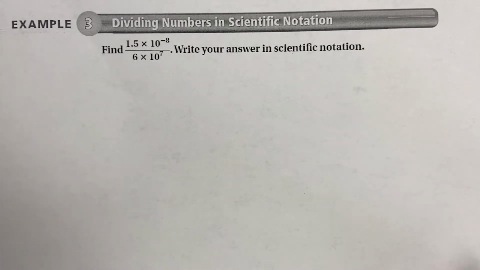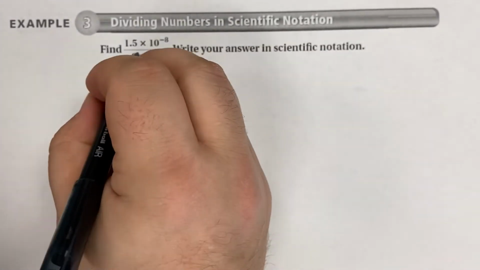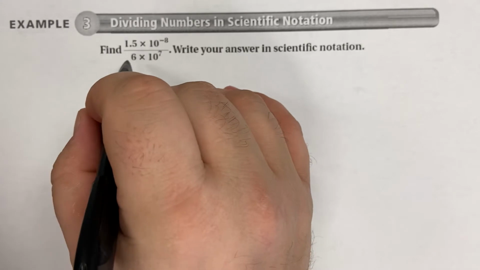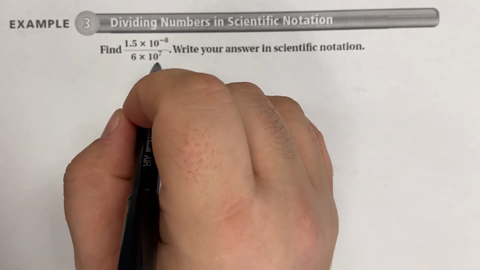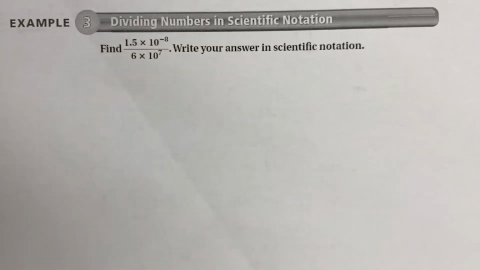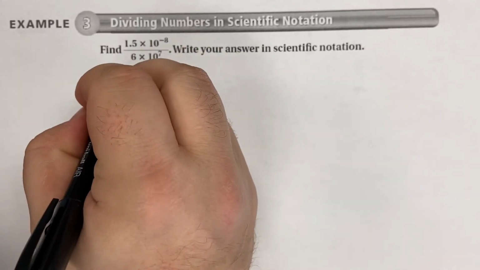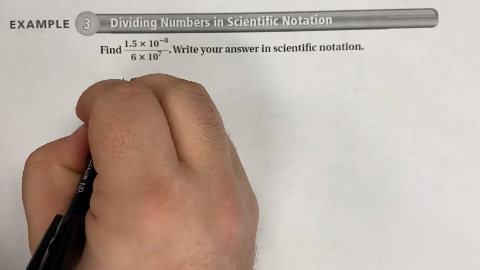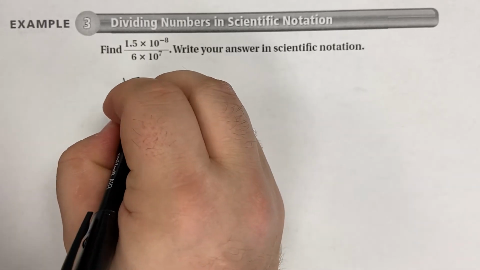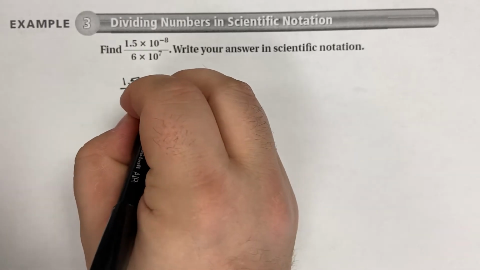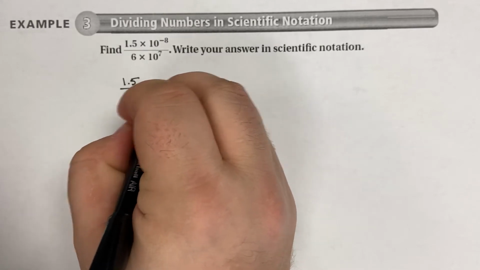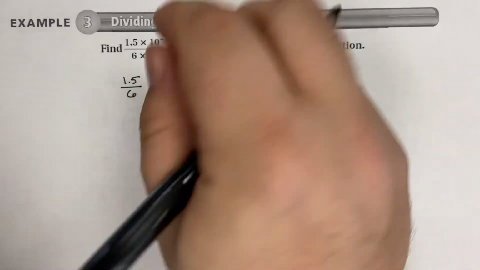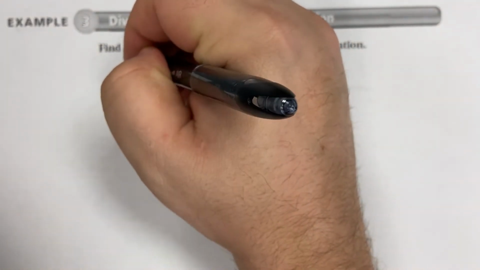This is the same thing as saying 1.5 times 10 to the negative 8th over 6 times 10 to the positive 7th. So we can rewrite that as 1.5 over 6 times 10 to the negative 8th over 10 to the positive 7th. The reason we can do that is because we are multiplying.